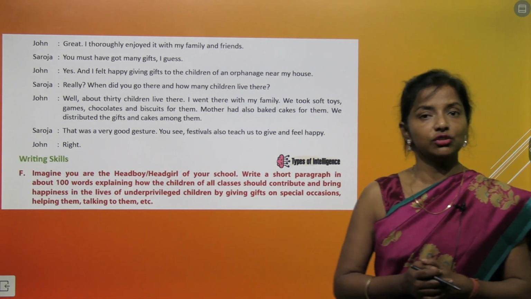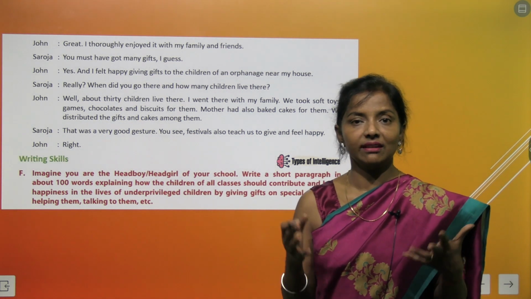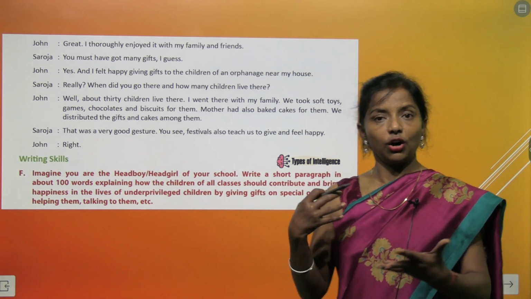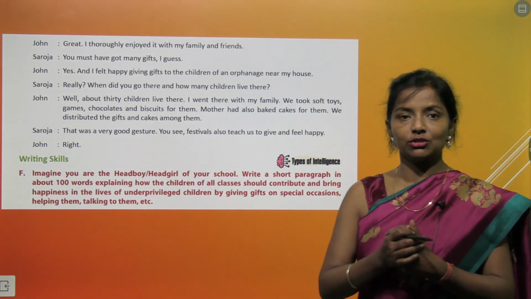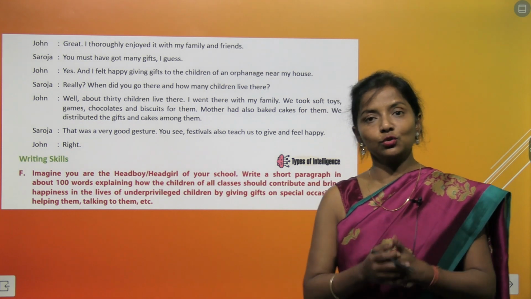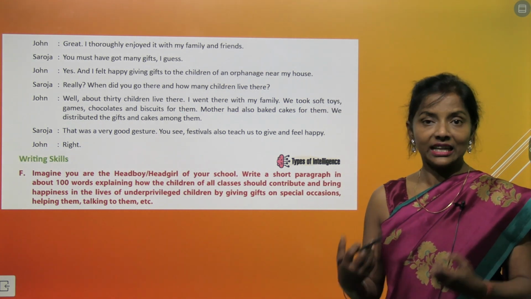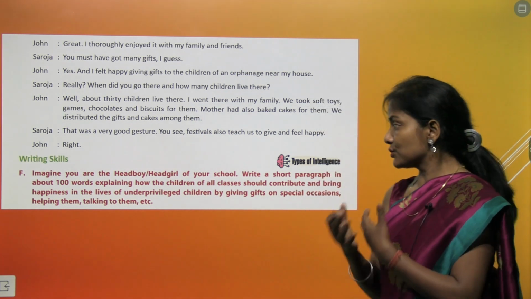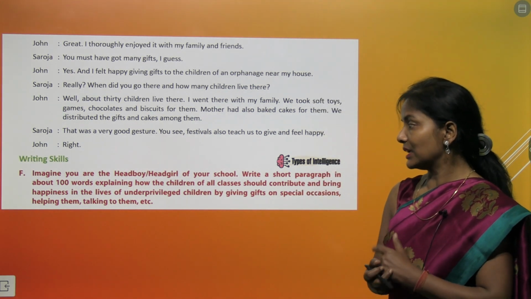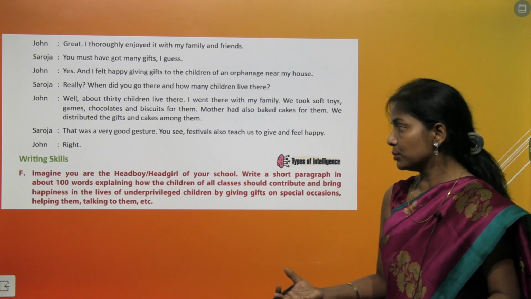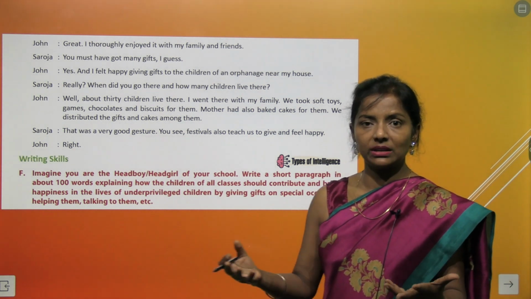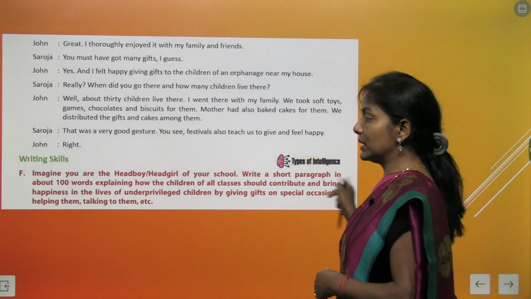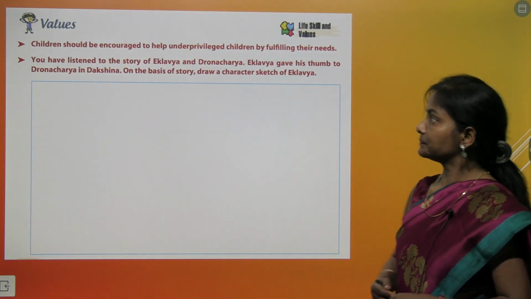ये underprivileged children कौन होते हैं? Those who don't have all the facilities, they don't have the facility to go to the school to read, or on special occasions, they don't have that much of money to buy some things or some very costly things. So what we can do for them, we can help them out, we can contribute, we can give things to them so that they are also happy. So we need to talk about this.